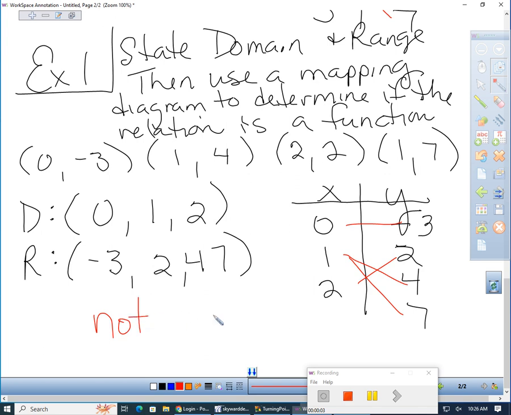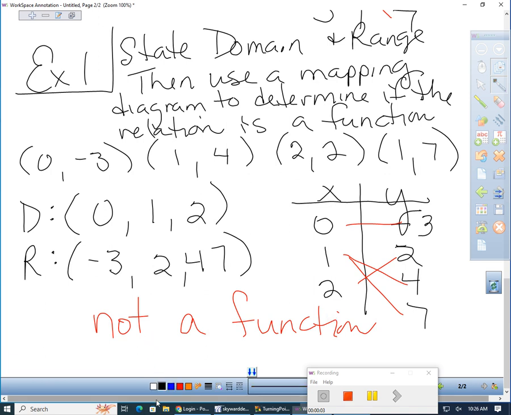Why is it not a function, Keegan? Okay. All right. So any questions? This is what you have to do for the first 2 problems. We're all good? Okay. All right.